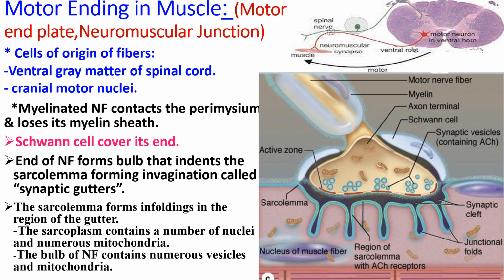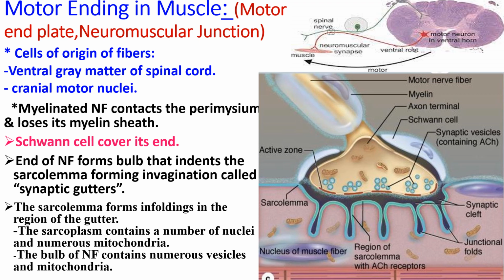We mentioned the cells of origin of these fibers. We mentioned the nerve fiber itself, but what happened to it? It is myelinated and then it loses its myelin at the area of contact. The nerve fiber itself forms modifications, it becomes swollen, increased in size, enlarged to form a bulb. This bulb contains numerous mitochondria and synaptic vesicles.